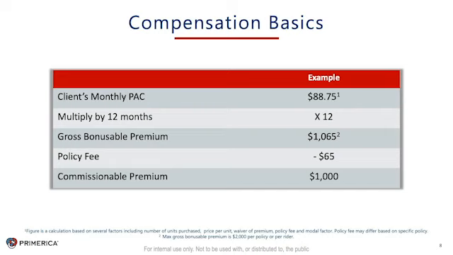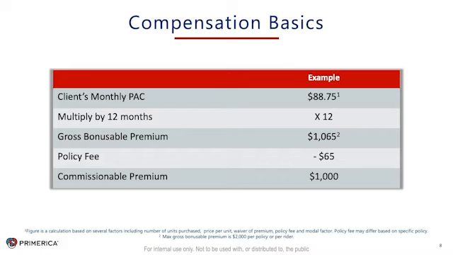The first thing that you need to know is the policy fee. You see, we don't pay on a policy fee. So you're going to notice that from the $1,065, we subtract out the $65 policy fee, and then we determine what's the commissionable premium on this sale. In this example, it just miraculously comes out to an easy $1,000 for us to walk through this example.